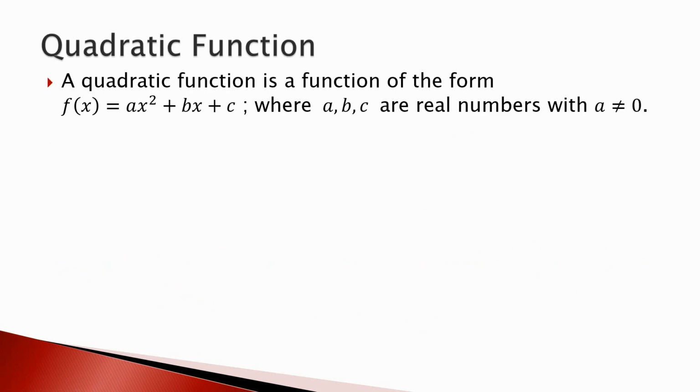Now we come to quadratic functions. So a quadratic function is a function of the form f of x equals ax squared plus bx plus c, where a, b, c are real numbers, with a being not equal to 0. So if a is 0, then this thing will vanish, and this will be just bx plus c, which is a linear function. Okay, so it's not a quadratic function. So for it to be a quadratic function, a has to be non-zero.